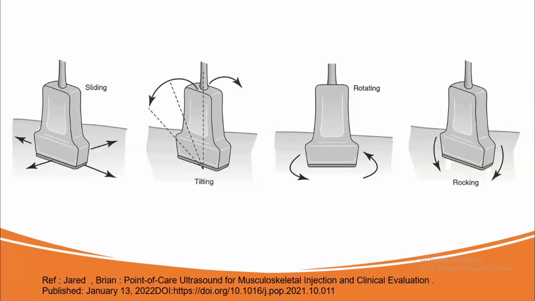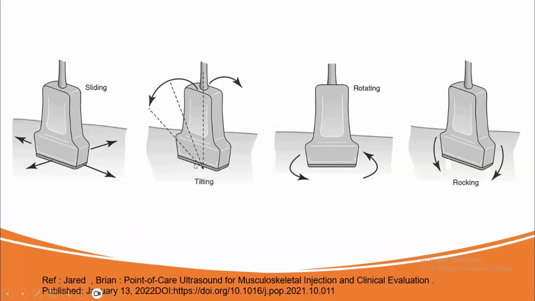About the basic movements, just to make the terminology universal, or to talk the same language in POCUS, we have fixed terminology so we can understand each other. The movement of the probe. We have the sliding of the probe from one space to another: anterior, posterior, lateral, medial. This is the sliding. And we have tilting.